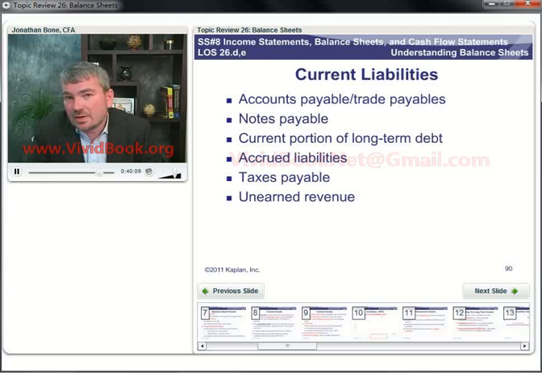We'll see accrued liabilities. Remember, this is where we've actually used a good or service and not yet received the invoice or paid for it. Taxes payable, the amounts that we owe the tax authorities based on this year's profits. And then finally, unearned revenue, and we've talked about this one already. Remember, our unearned revenue is where your customer has paid you, but you've not yet met the earnings criteria to record a sale.